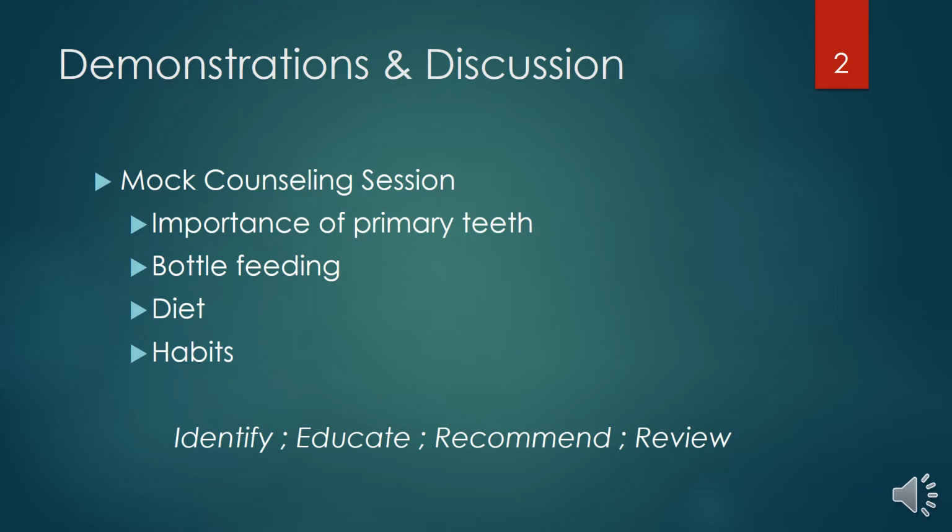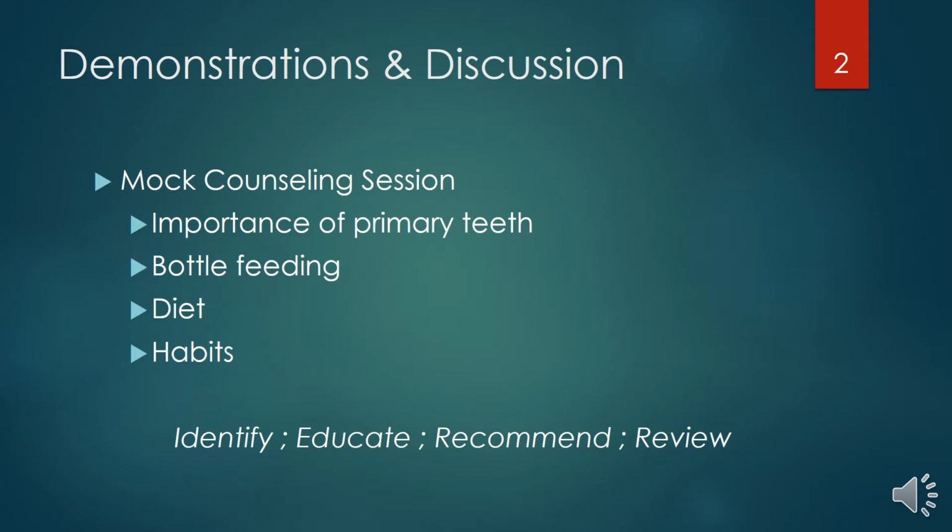Here we will be looking at 4 different types of scenarios where you will be required to do a counseling session with the parents. One would be the importance of primary teeth. These are focused at parents who are unaware of, or ignorant about, the importance of primary teeth. You need to sit with them, identify why they think primary teeth are not important, educate them, recommend things they need to do to take care of the primary teeth of the children, and then review whether your recommendation is working or whether you need to change it.